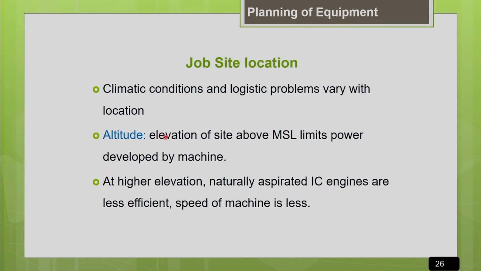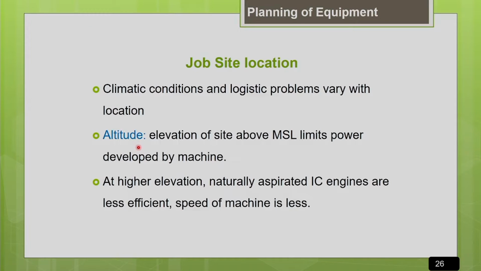As I told you, for the efficient operation of these internal combustion engines, the fuel to air ratio has to be maintained. It is very critical for the combustion mechanism. If your job site is located at a very high altitude above mean sea level, your atmospheric pressure will be less. When the atmospheric pressure is less, obviously the density of air is going to be less, so the amount of oxygen available for the combustion mechanism is going to be reduced. In that case, we will not be able to maintain the fuel to air ratio for the combustion mechanism of the machine.